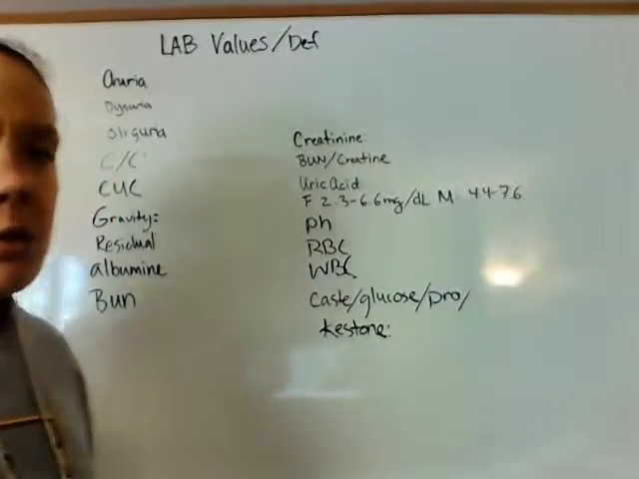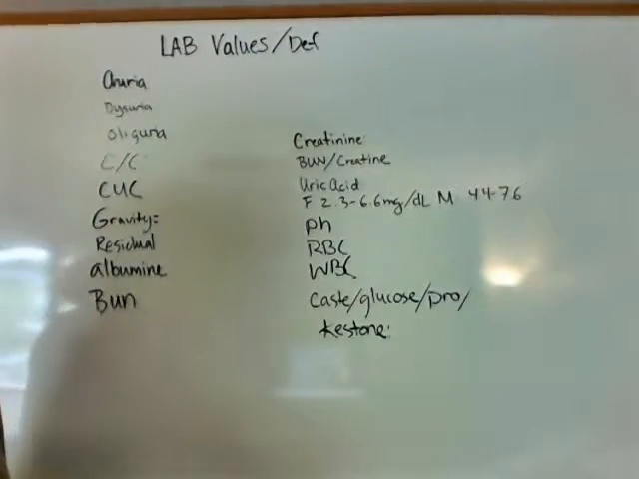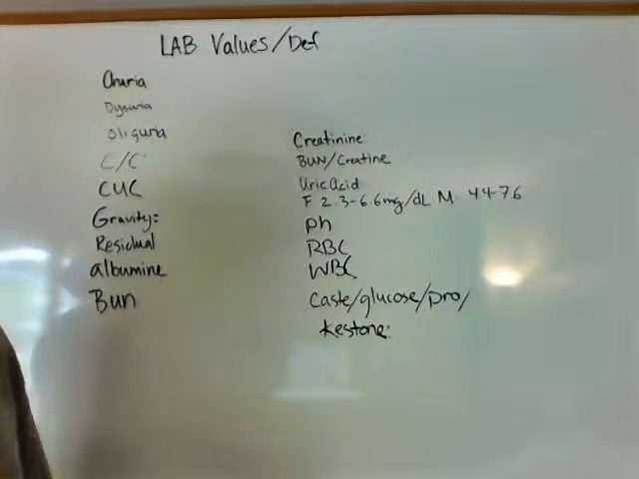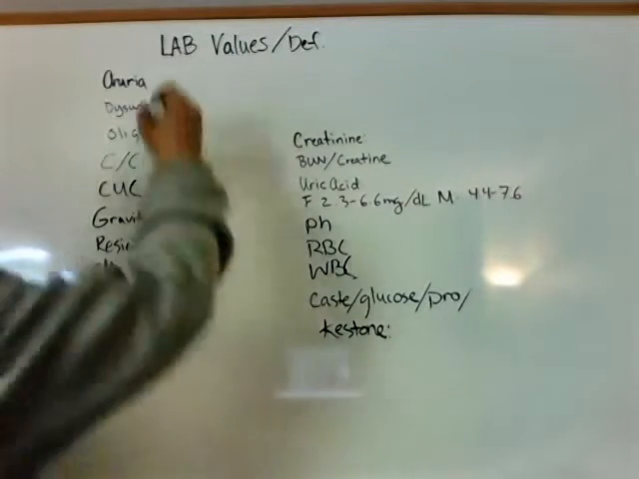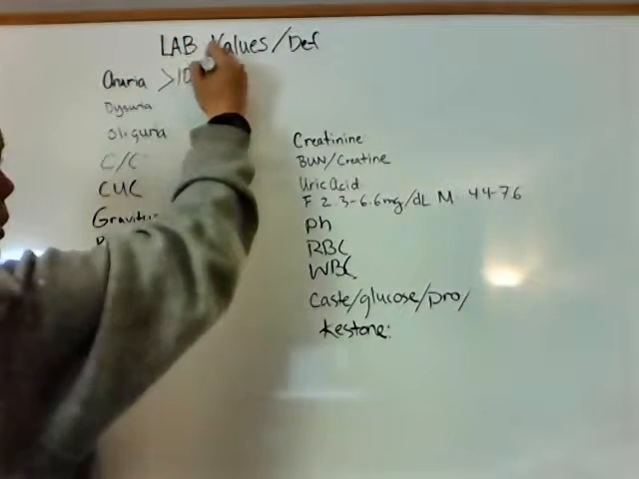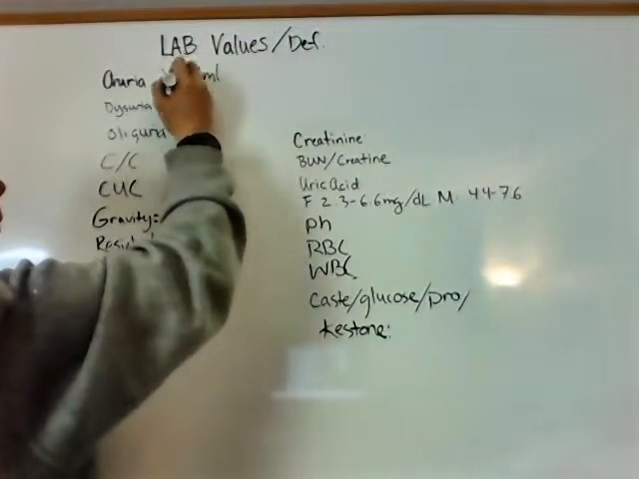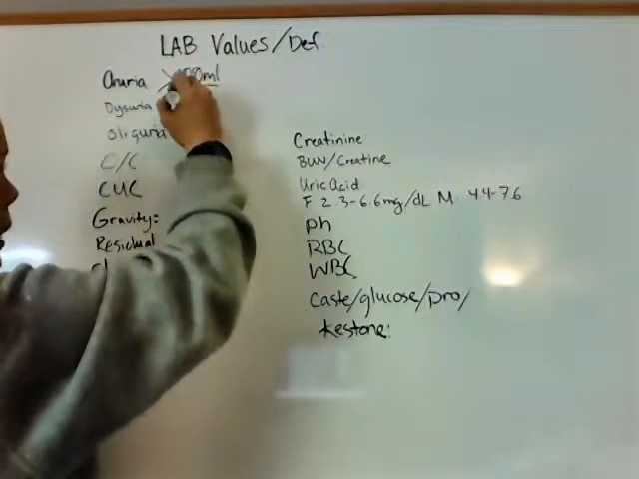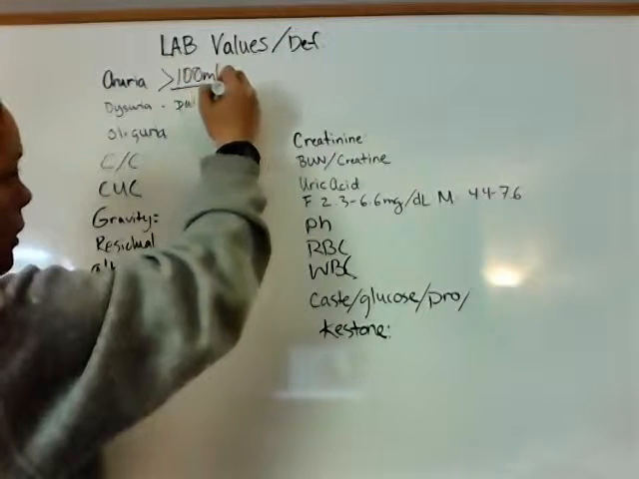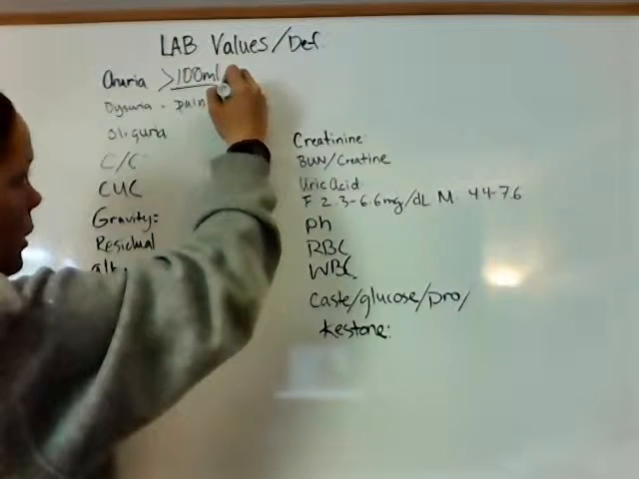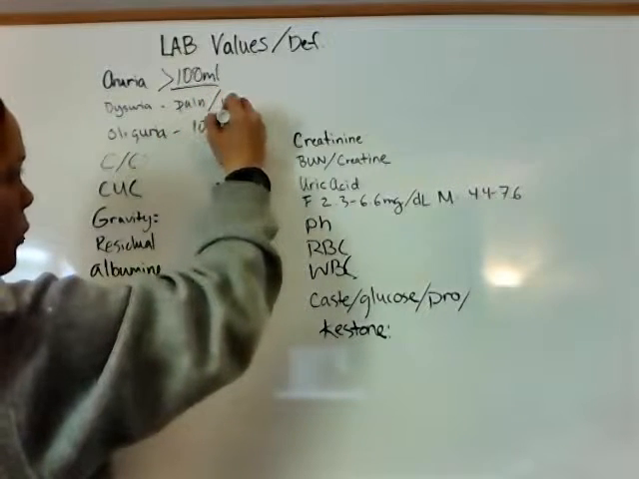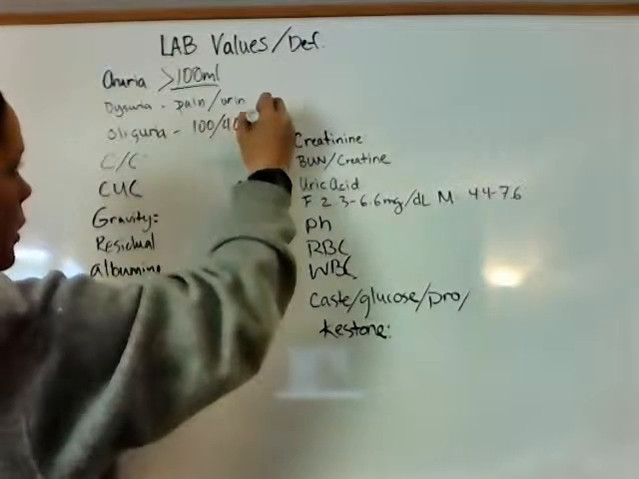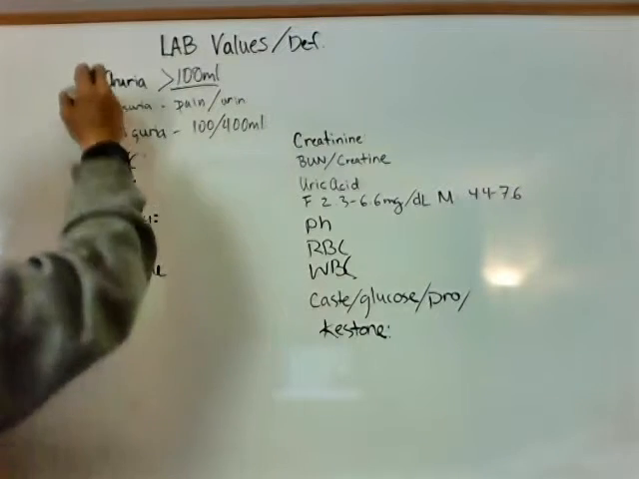Okay, so my only intent is to go through lab values and some of the definitions. You can refer back to chapter 45 for these. All right, so anuria, or without urine, is less than 100 milliliters. And dysuria is pain or discomfort or inability to urinate. This is 100 to 400 milliliters. It goes from here to here.